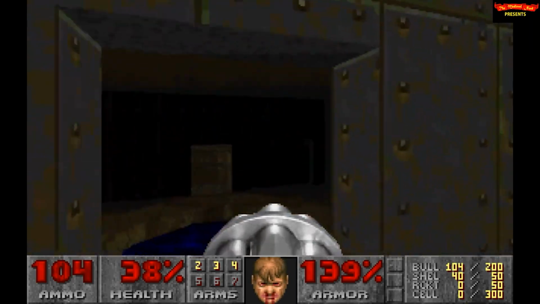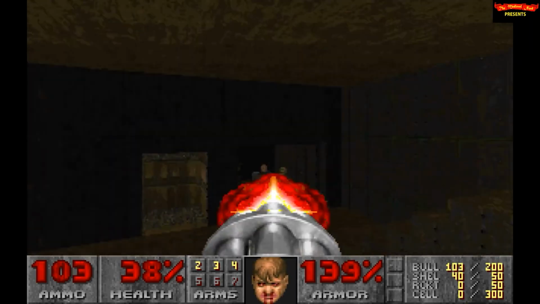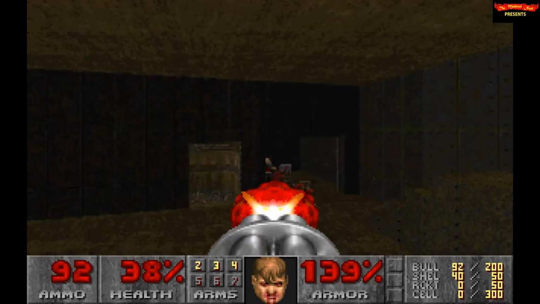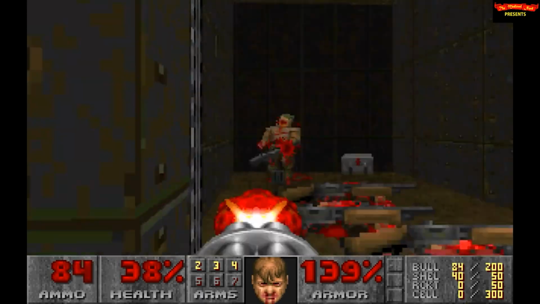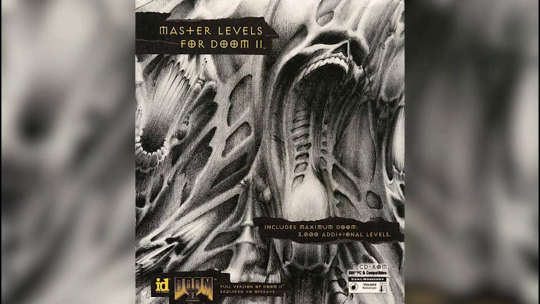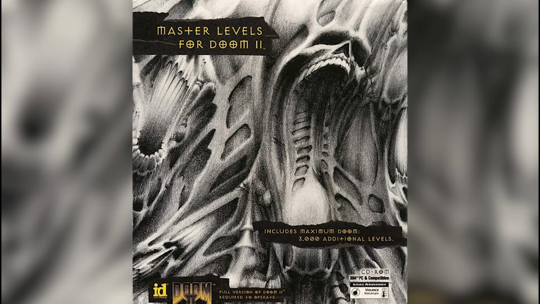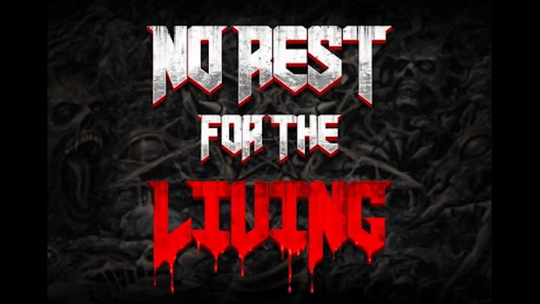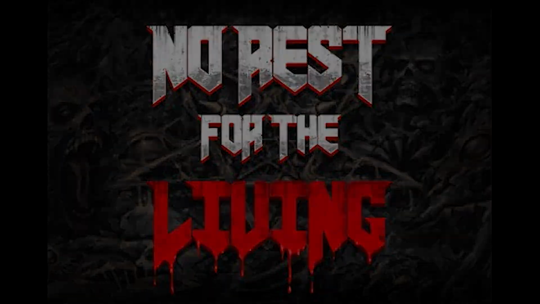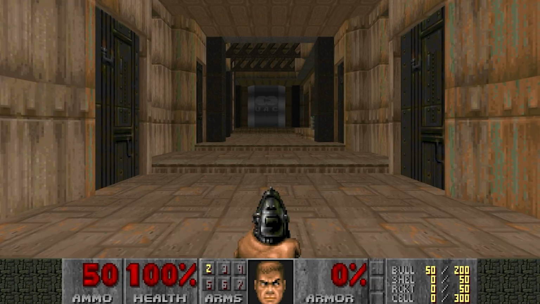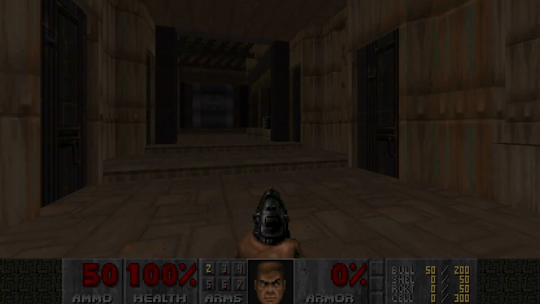The next year, Doom 2 would receive an expansion pack called Master Levels for Doom 2. This was a collection of 21 new levels created by various community authors and was released officially. Interestingly, an additional episode titled No Rest for the Living was later made by Nerve Software in 2010 for the Xbox Live Arcade port. Let's go and look back at the original Doom for a second.